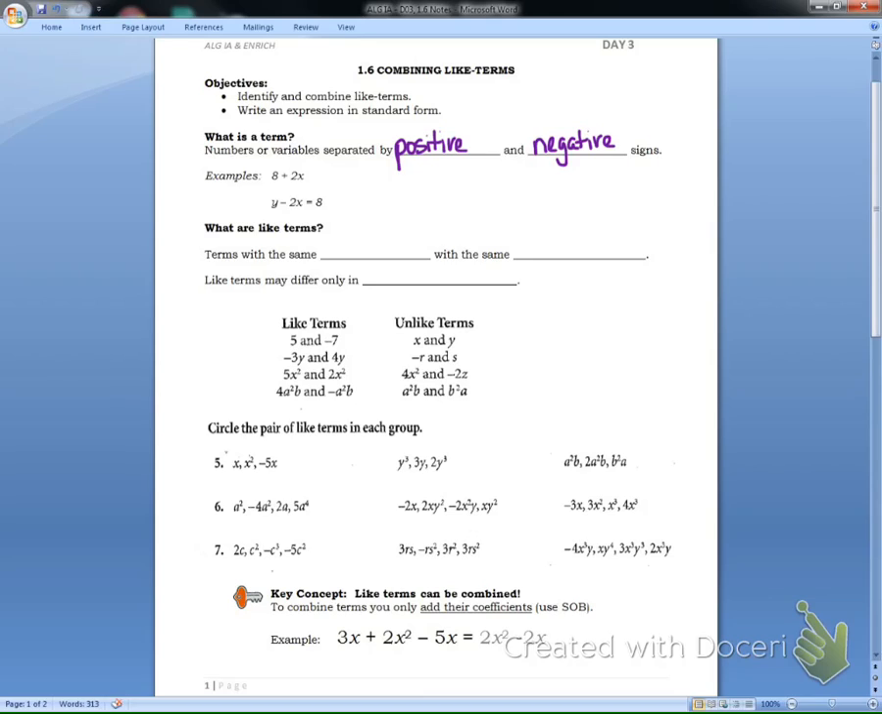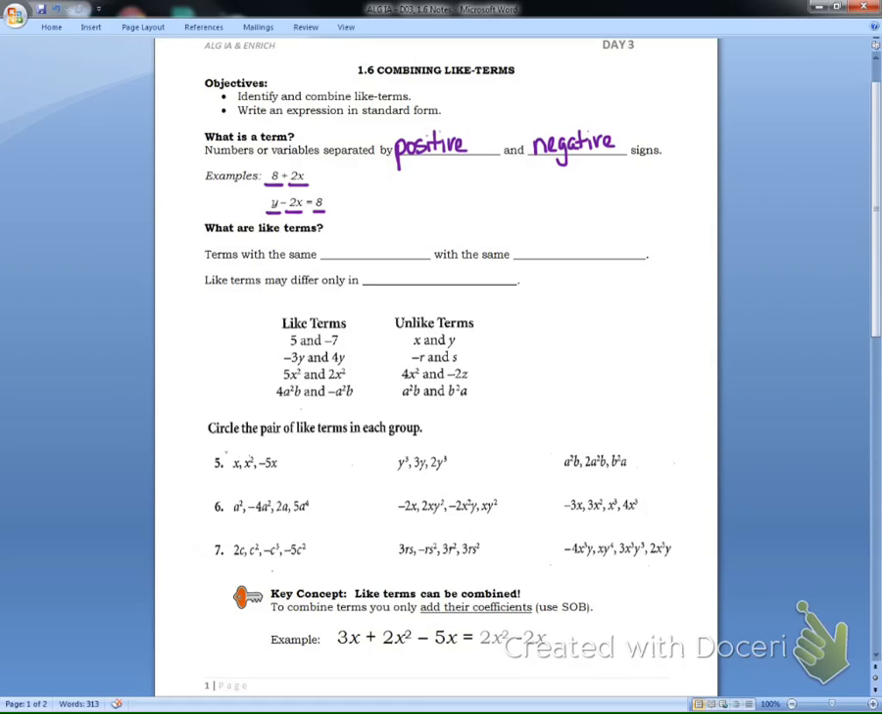So here are some examples of an expression and an equation. And in this expression and equation, there are some terms in there. Let's see if we can identify. In the first example, 8 plus 2x. How many terms do you see? Remember that terms are separated by positive and negative signs. So there's 2. In the equation, we see 3 terms.